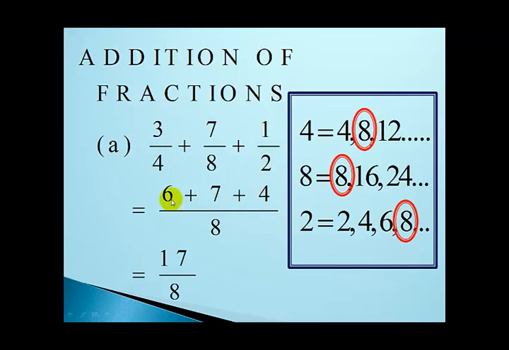Now 6 plus 7 equals 13, and 13 plus 4 is equal to 17. So we have 17 divided by 8. This means that 3/4 plus 7/8 plus 1/2 is equal to 17/8. So take note, for addition of fractions, you have to find the LCM. Now let's proceed.